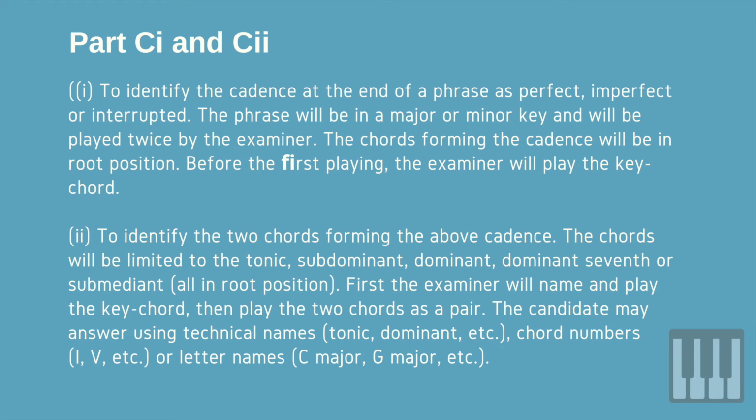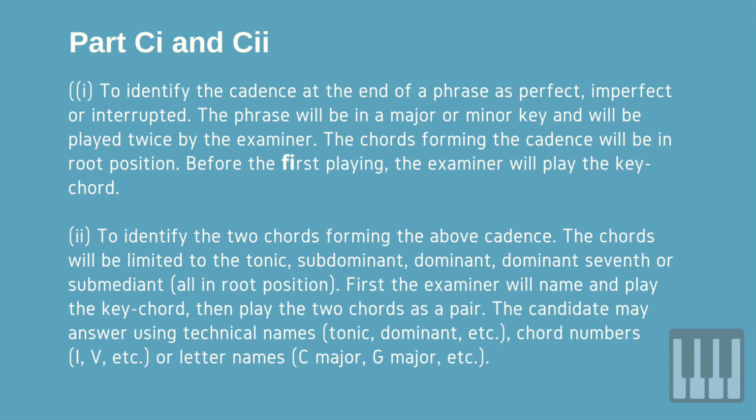Part C, Section 1, to identify the cadence at the end of a phrase as perfect, imperfect, or interrupted. The phrase will be in a major or minor key and will be played twice by the examiner. The chords forming the cadence will be in root position. Before the first playing, the examiner will play the key chord.